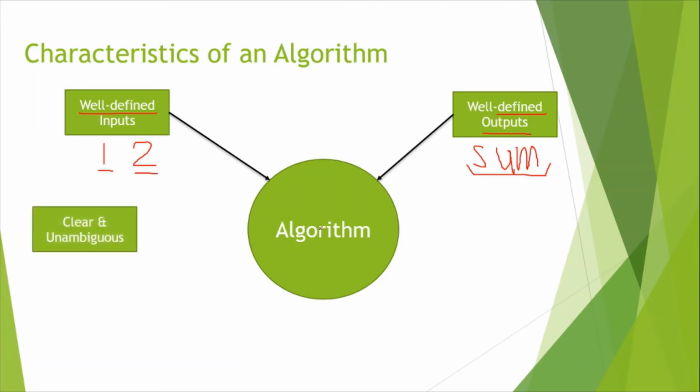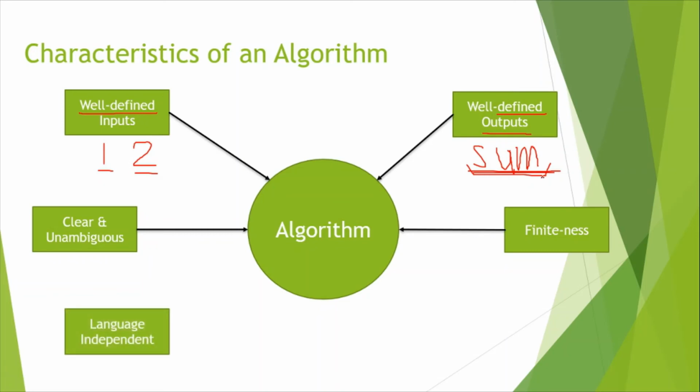It should be clear and unambiguous. It means that the algorithm should be clear, leading to just one output, with a finiteness characteristic. It means that the algorithm should end. There should be an ending. Once it has printed the sum, the algorithm should end.